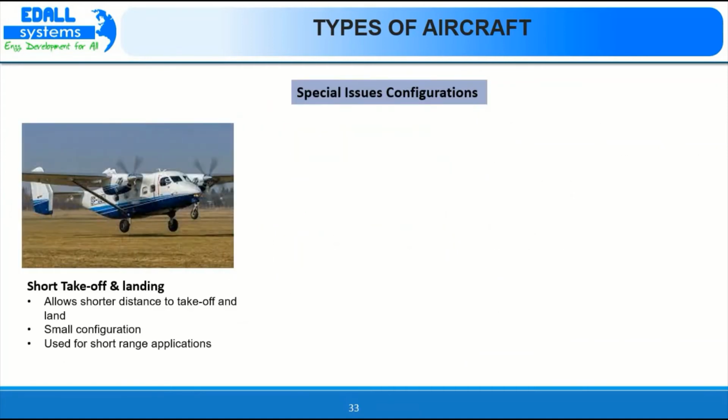Then we will see the next category, that is special issue configurations, under which first we have short takeoff and landing. Such aircraft provide a shorter distance to take off and land. That's why the name is short takeoff and landing aircraft. These are very small configurations and are used for short range applications.